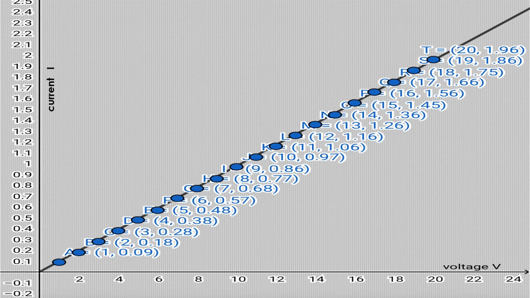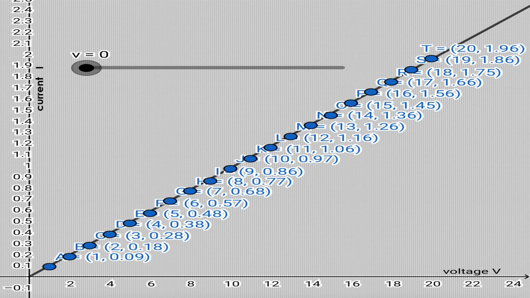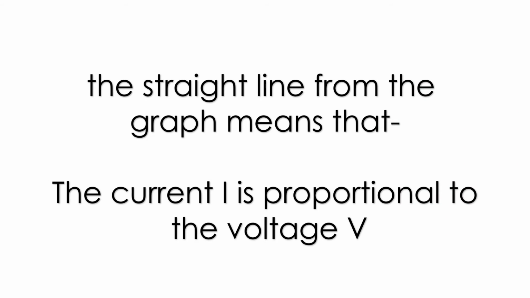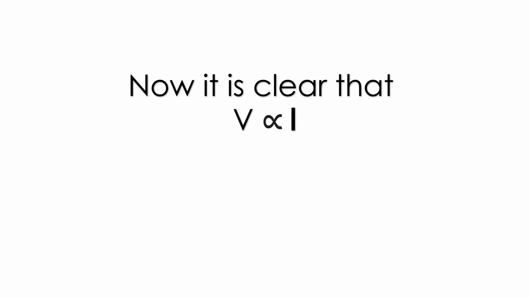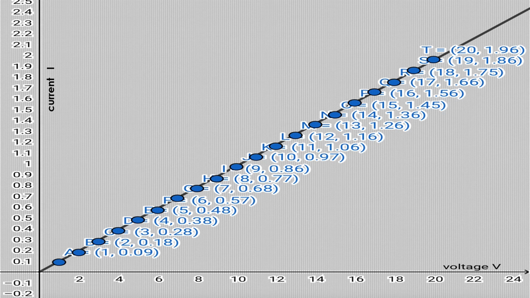All these values come from the practical test, and we found this straight line, from 0 volt to 20 volt. It means that the current I is proportional to the voltage V. Now it is clear that V is proportional to I, and it makes this straight line.